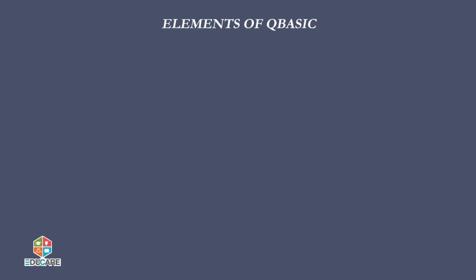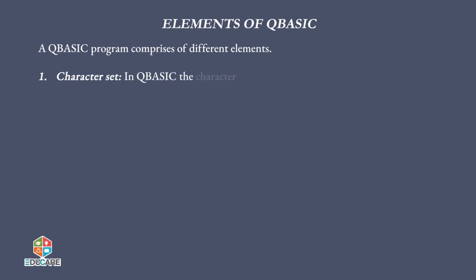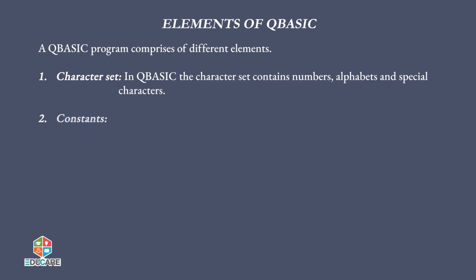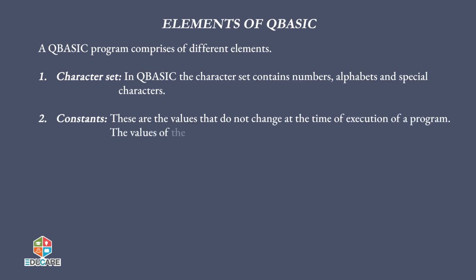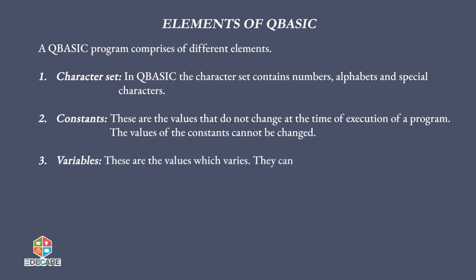Elements of QBasic. A QBasic program comprises different elements. Character set: in QBasic, the character set contains numbers, alphabets, and special characters. Constants: these are the values that do not change at the time of execution of a program. The values of the constants cannot be changed. Variables: these are the values which vary. They can be modified during the execution of the program.